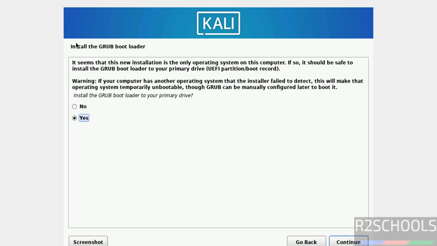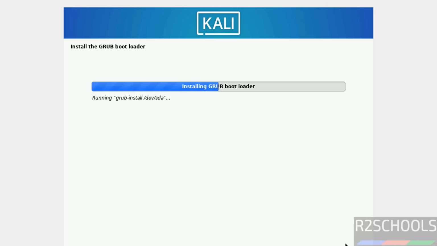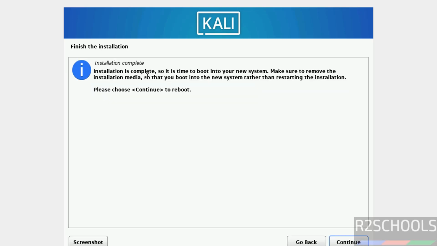See, now install the GRUB bootloader. And see here, install the GRUB bootloader to your primary drive. So select yes and click on continue. Select the device and continue. See, installation is complete, so it is time to boot into your new system. Make sure to remove the installation media so that you boot into the new system rather than restarting the installation. Then after removing the installation medium, we have to hit enter to reboot.